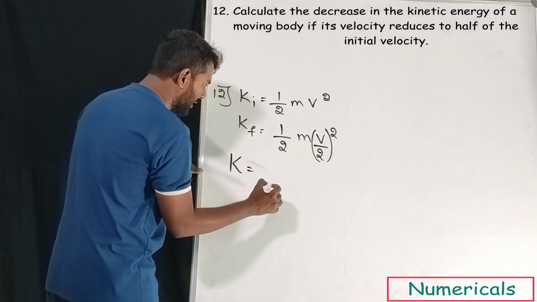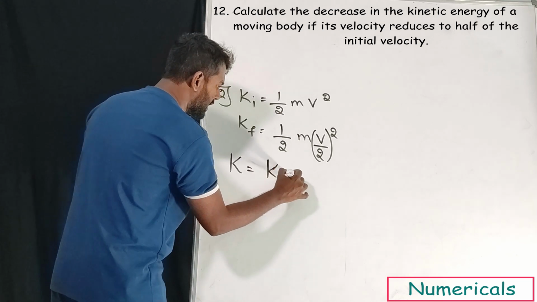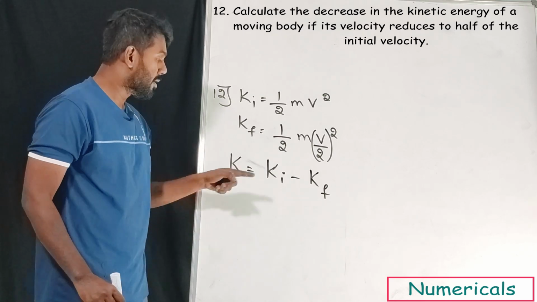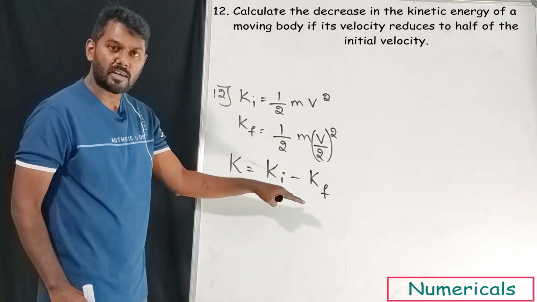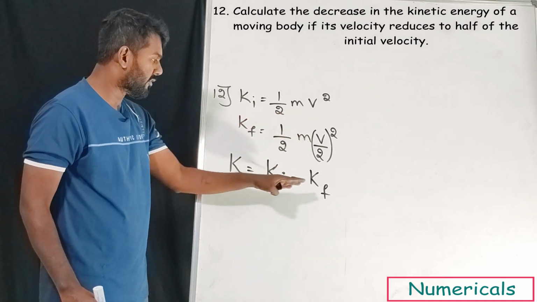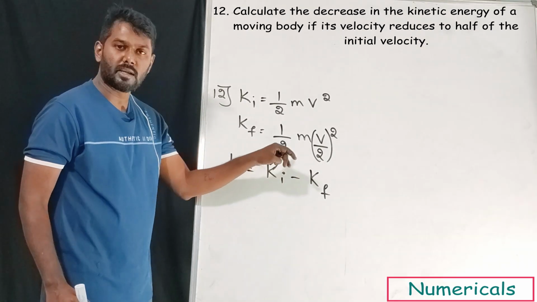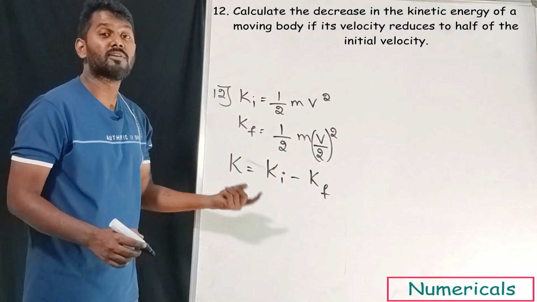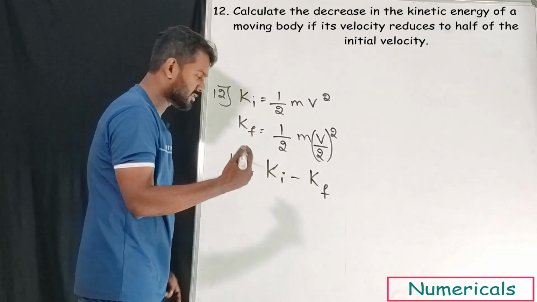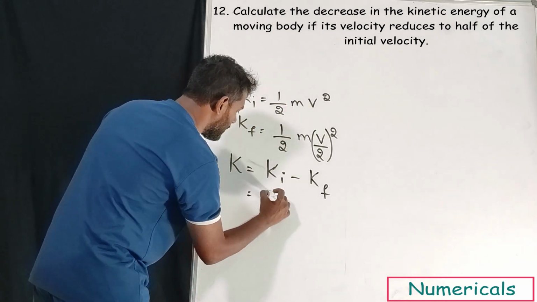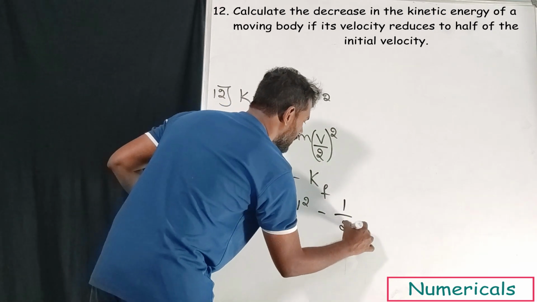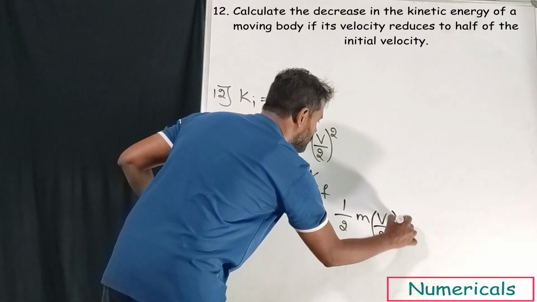So the decrease in kinetic energy will be equal to initial kinetic energy minus final kinetic energy. Why am I not writing final kinetic energy at the beginning? Because final kinetic energy has less value, and initial kinetic energy has more value. If I put Kf first, then we will get a negative value. So whenever you are doing a subtraction like this, you have to put the maximum value first. Then initial kinetic energy is half m v square minus half m (v by 2) whole square, correct?